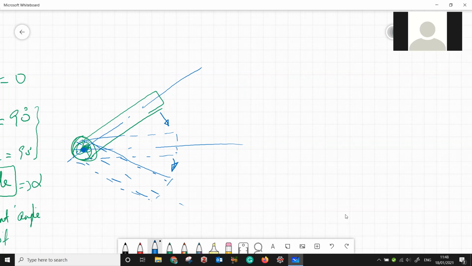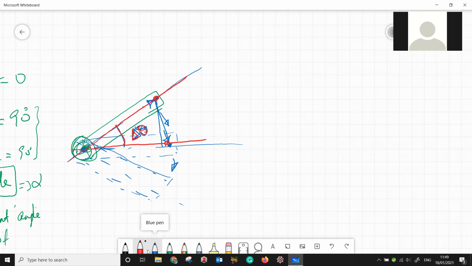Now the question is, if you are here initially, and you come to this position after some time, there is a delta theta between these two pointers.